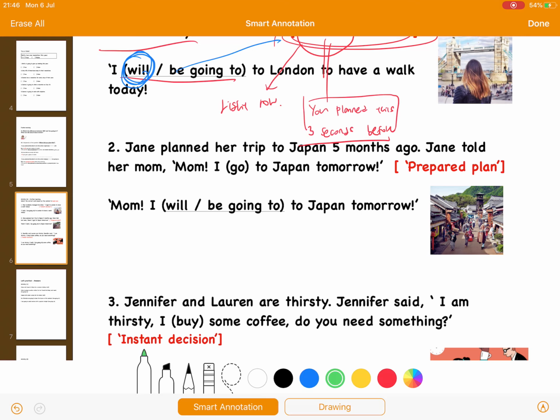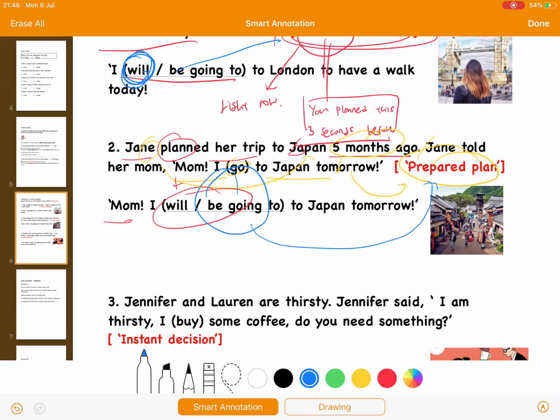Let's move on. Number 2: Jane planned her trip to Japan 5 months ago. So Jane planned her trip a while ago. It's a prepared plan, right? So Jane told her mom, I go to Japan tomorrow. Which one should we choose? Mom, I will or be going to Japan tomorrow? So the answer is be going to.